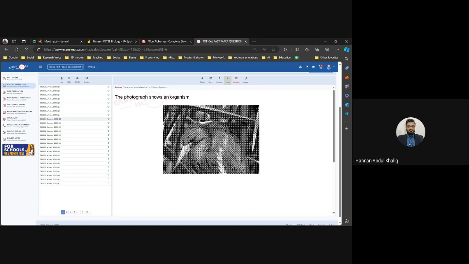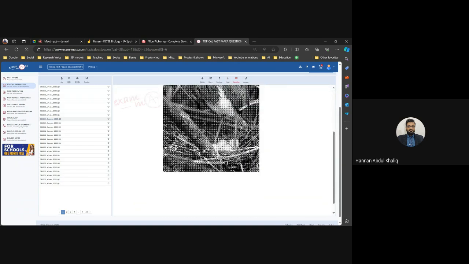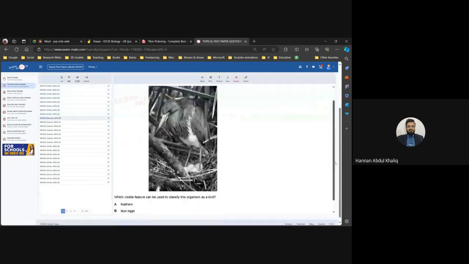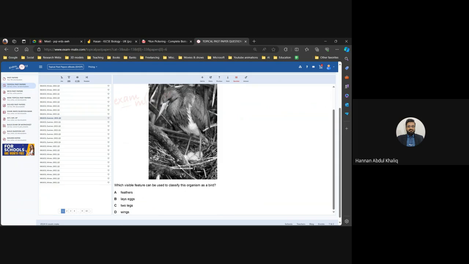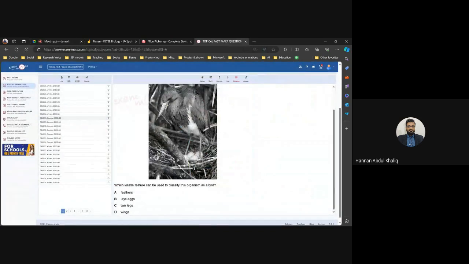There's a particular picture. With this picture, you must identify how you would classify this. There are going to be some options here. So you have to be very particular about the characters that are mentioned in the book. Suppose they say there is an organism shown. Which visible feature can be used to classify this organism as a bird? Now, there could be wings, but we have also talked in the previous lesson that wings are also present in bats. And maybe feathers? Yes, the correct answer is feathers. I was just deliberately moving from D to A.